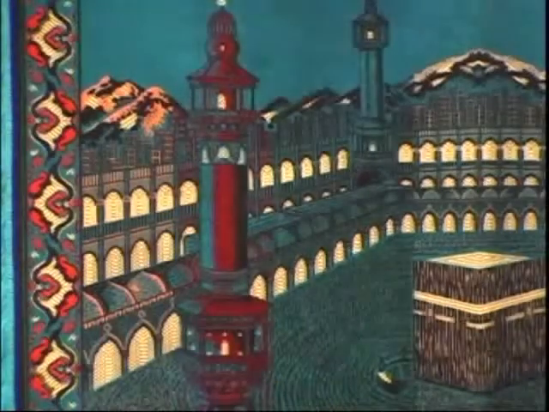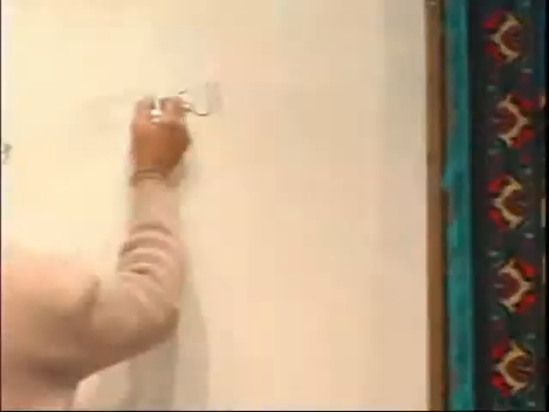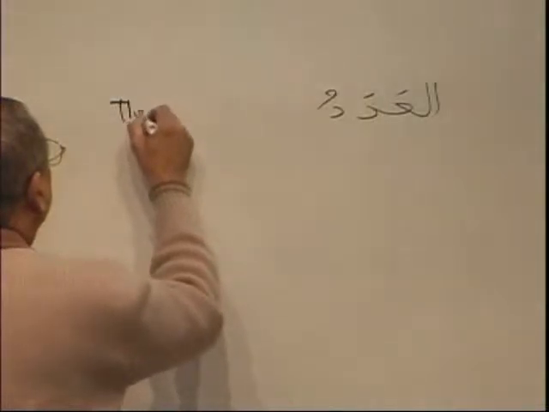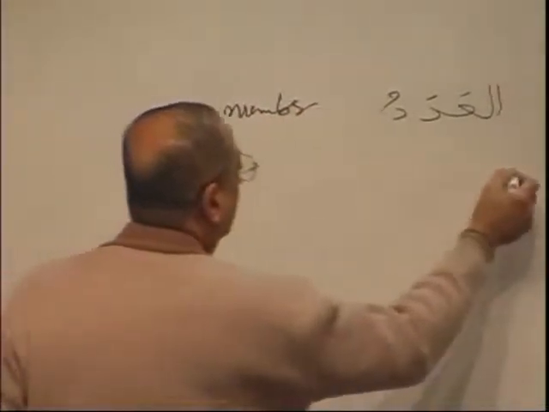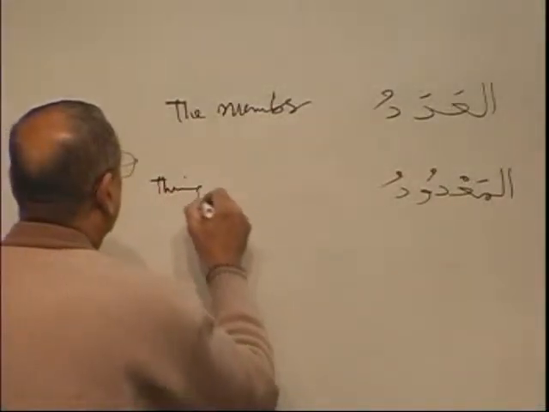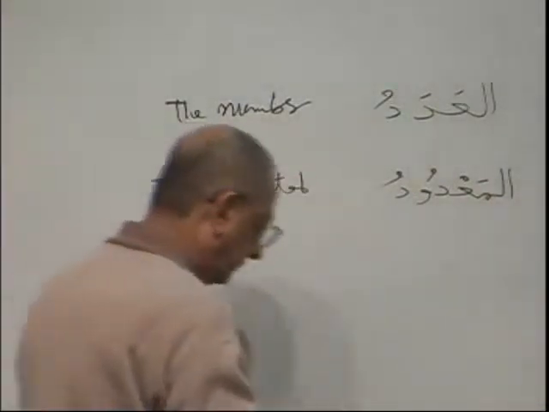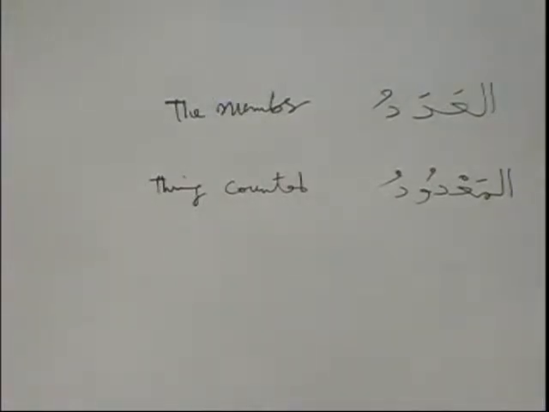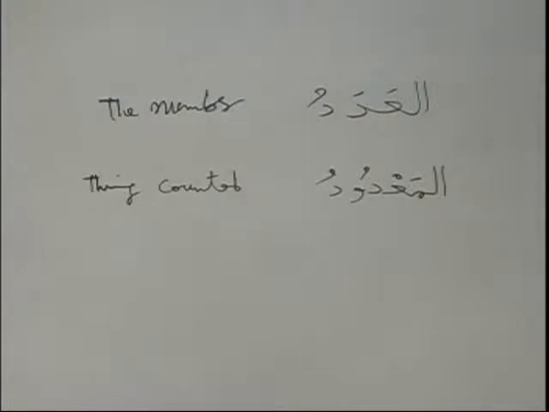Now brothers and sisters, we must remember adad, al-adadu, I will write down. The number. Very important to know Mahdud. What is the meaning of Mahdud? Okay? So, if you can always remember Mahdud, Al-Adad, Al-Mahdud. Three students. So, three is the number. Student is Mahdud, the thing counted. Four books. Four is the number. Books is the Mahdud. So number one and two will always match.